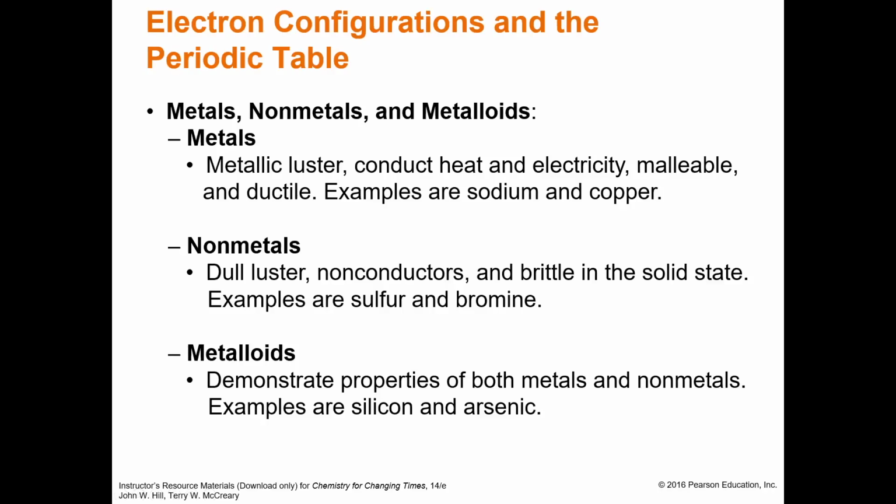Anyways, metalloids. These are the things that aren't quite metals, but they aren't quite non-metals either. Metalloids will demonstrate some of the properties of both metals and non-metals. Some great examples are things like silicon and arsenic.